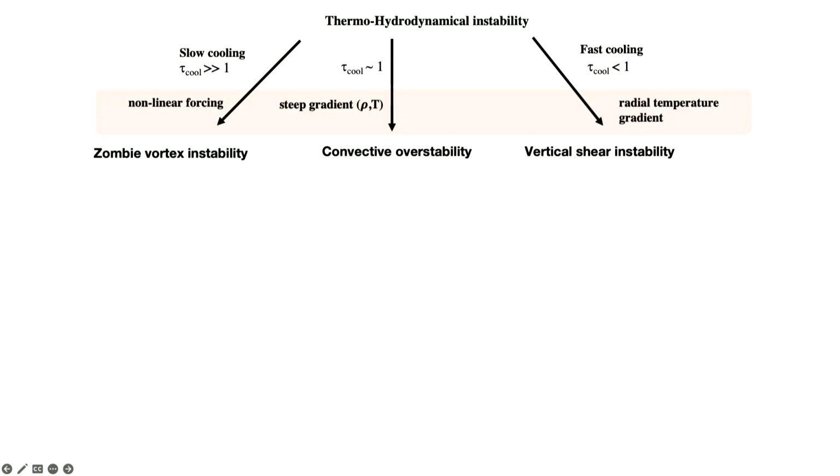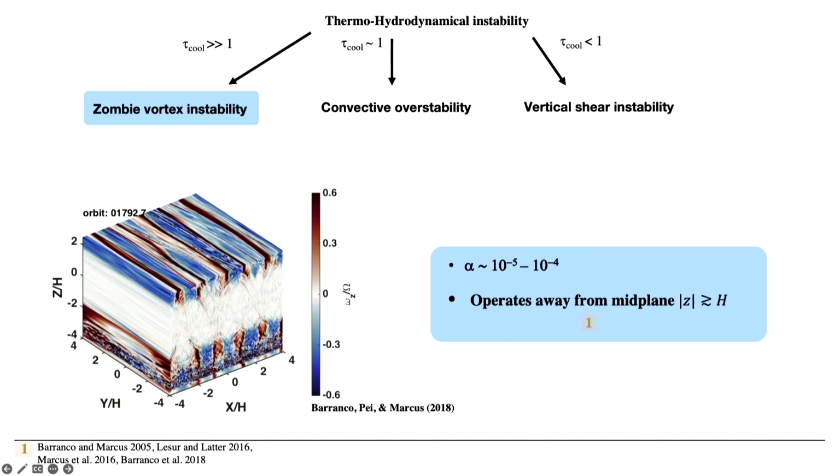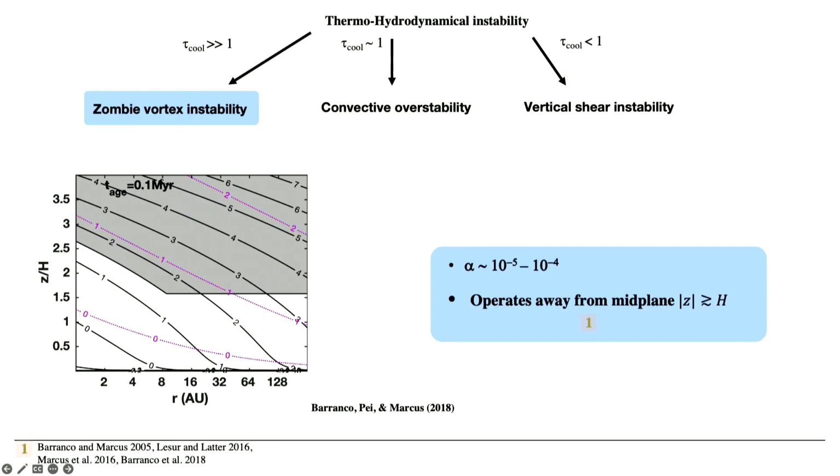Let me quickly go through. So zombie vortex instability, it produces vortices. Here is vorticity. What is important to mention here, this operates only in the upper layer, so not at the midplane. And alpha values are probably still low. This has to be still investigated. Regimes of appearance, as I mentioned, is away from the midplane. So showing this plot, it is a gray zone.